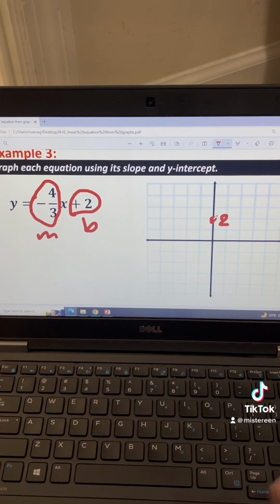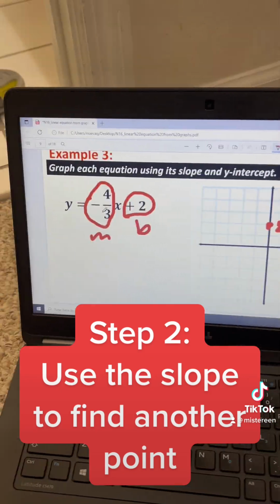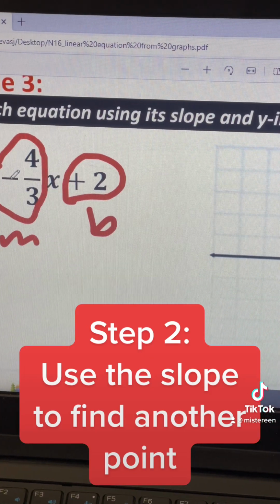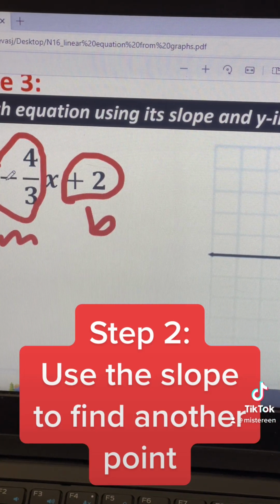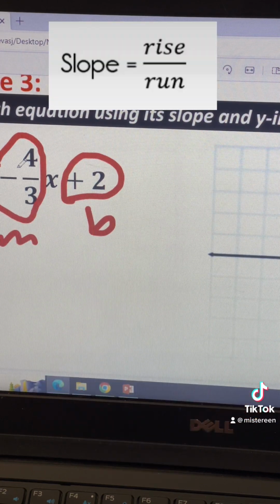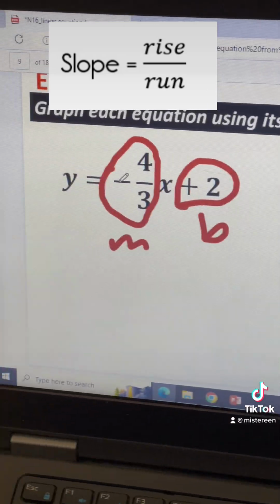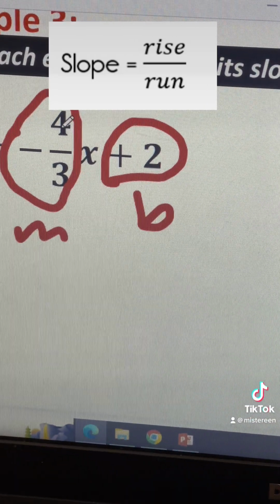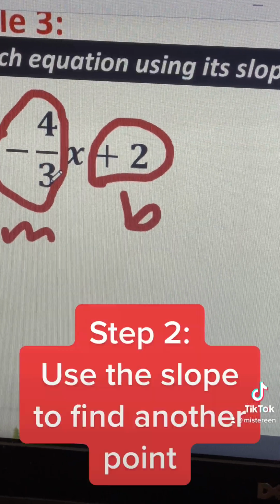And then step 2 is use the slope. If you look at this slope, -4/3, you can only use the negative once. So we can put this negative on the 4, so we can have it -4 over positive 3. And then remember the top number means rise, and then the bottom number is run. Okay, so if you have -4/3, it means -4 means down, and then the bottom is positive 3 means right.